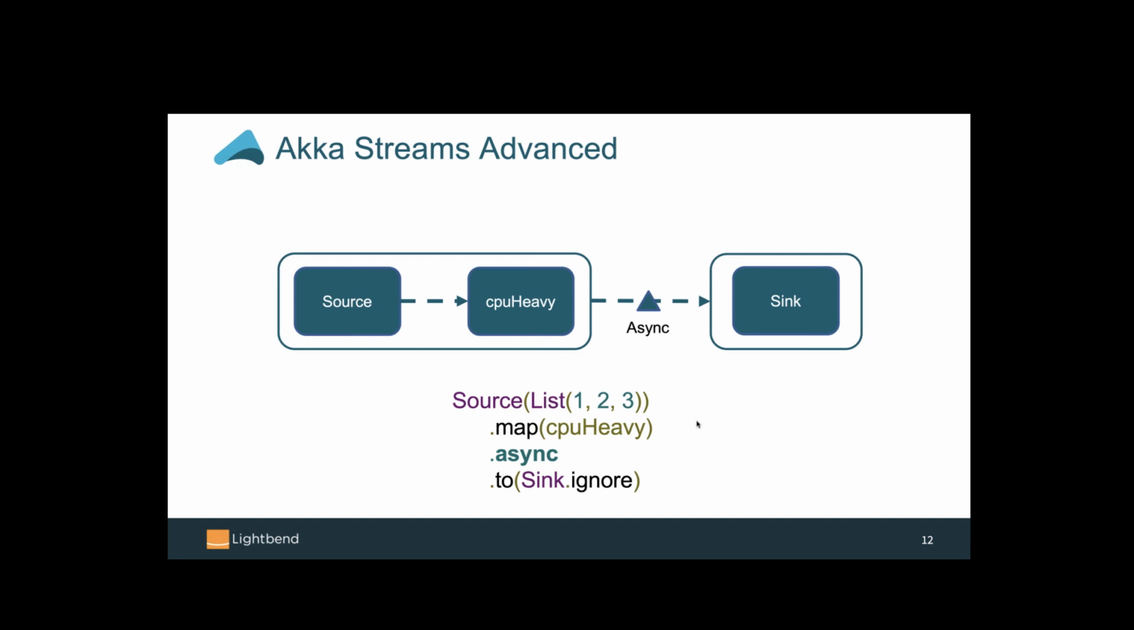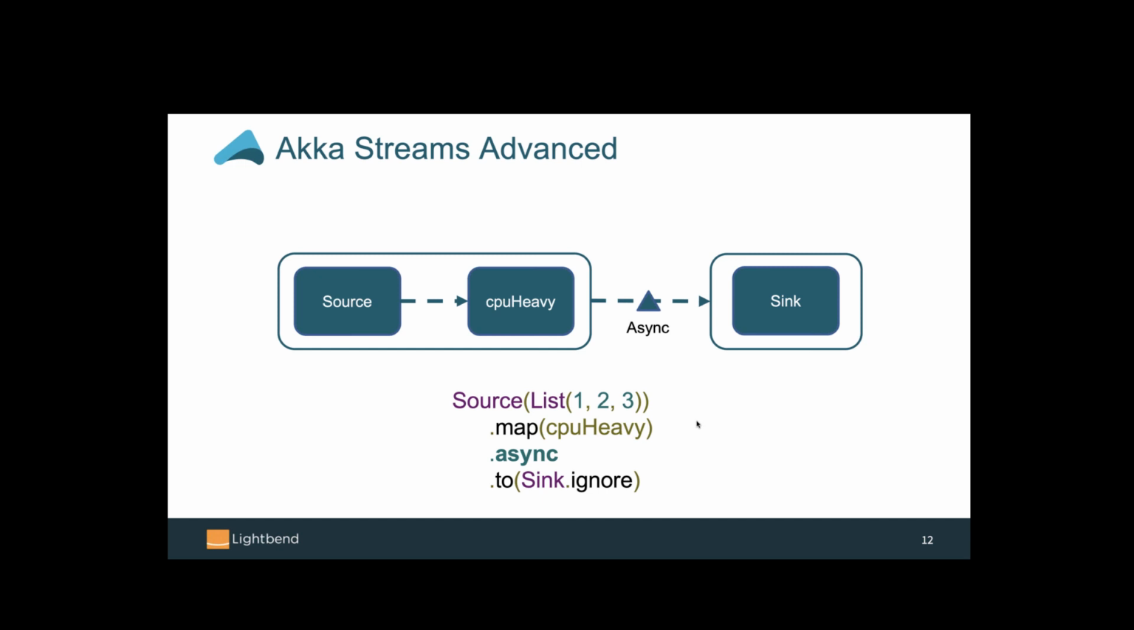You're able to simply plug in .async right here, and Akka itself takes care of coordinating these two threads and making sure that information moves correctly from one thread to the other. So in this model, we've introduced an async boundary. This source and the CPU heavy operation occur on one thread, and then the sink happens on the other thread.